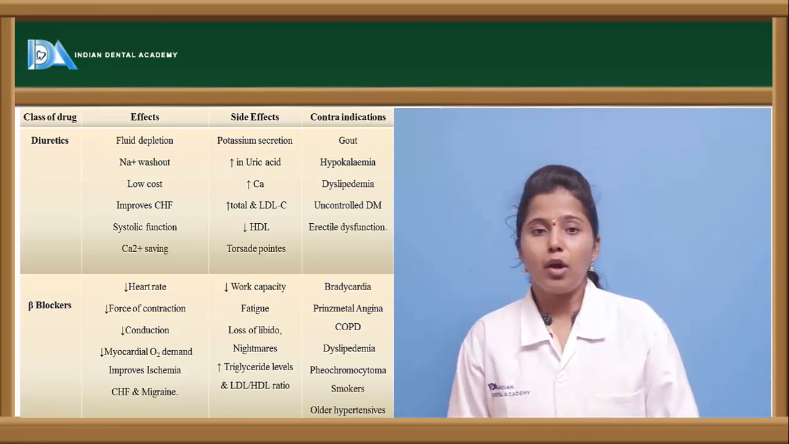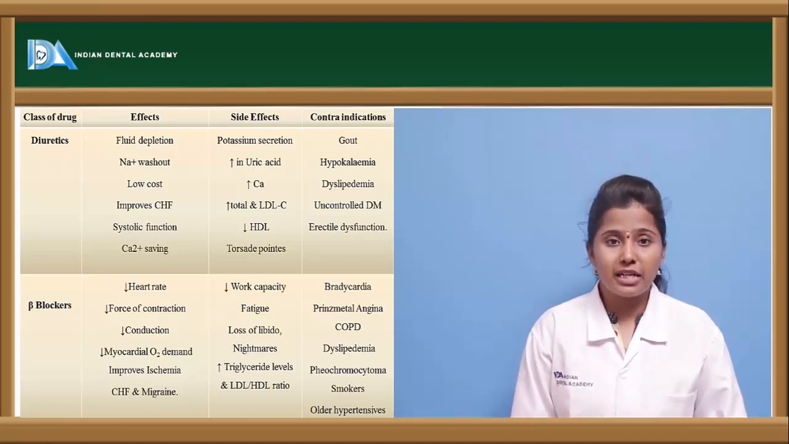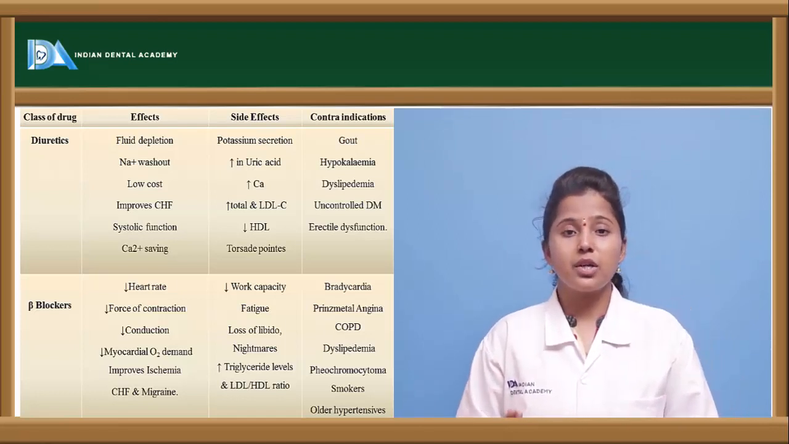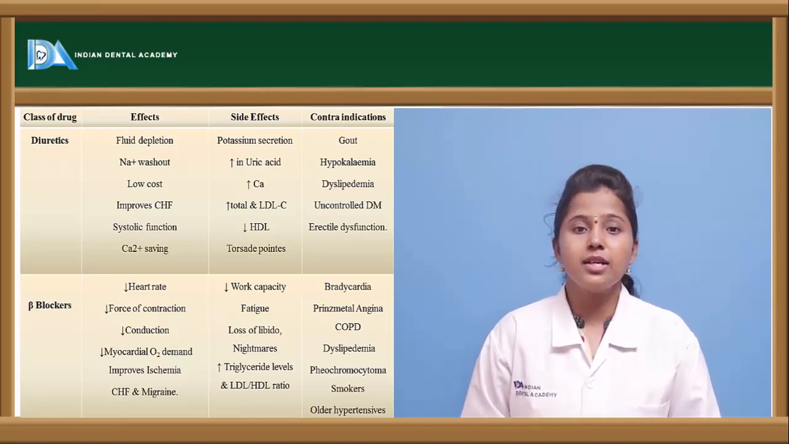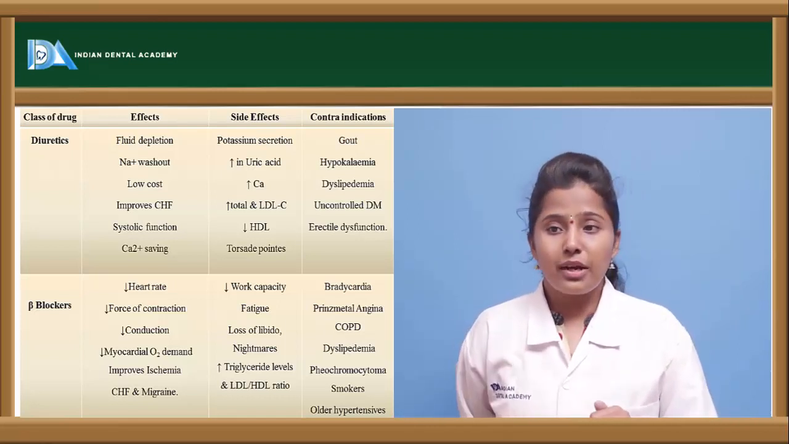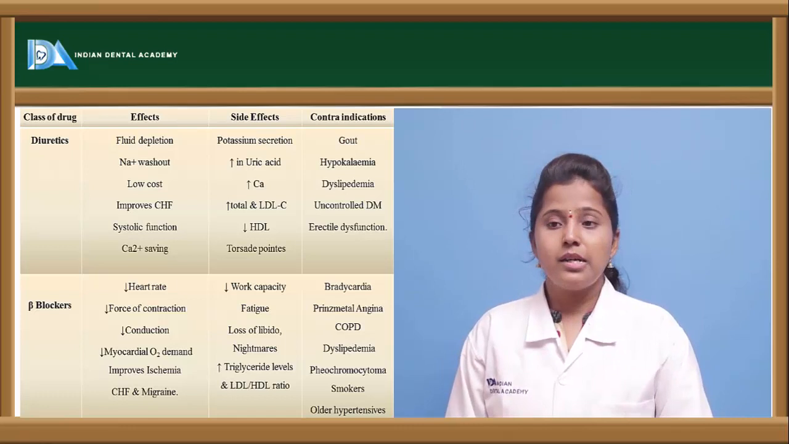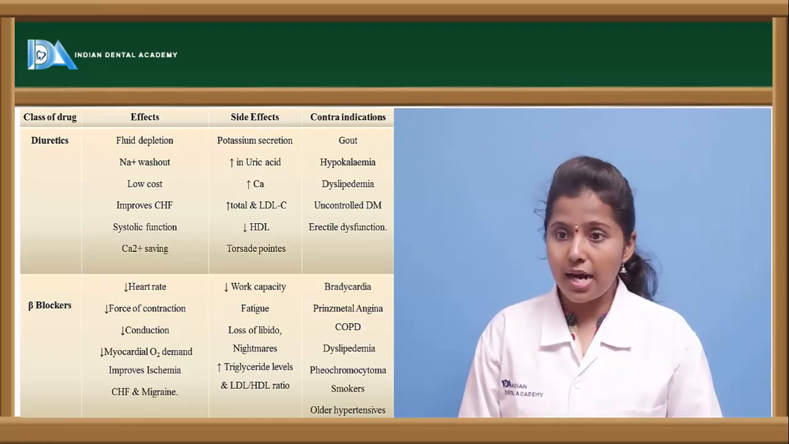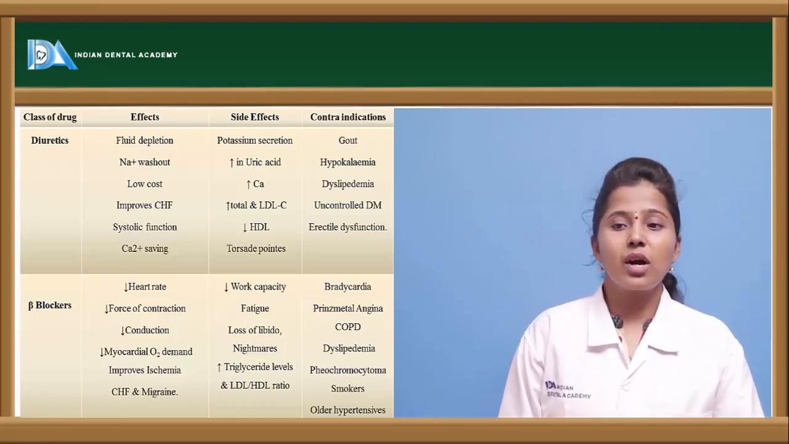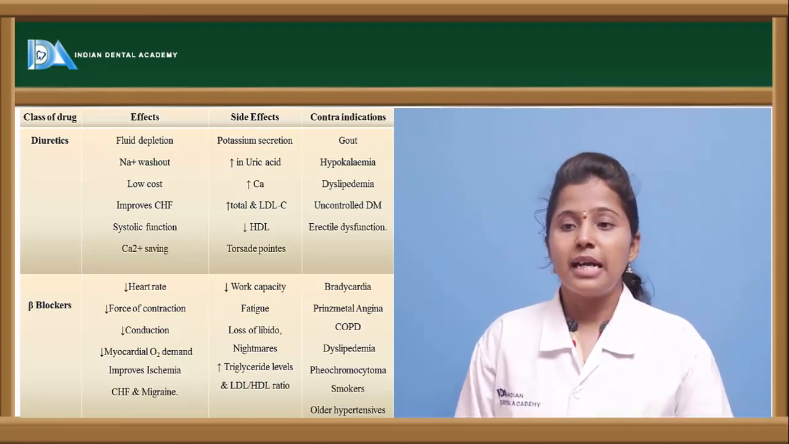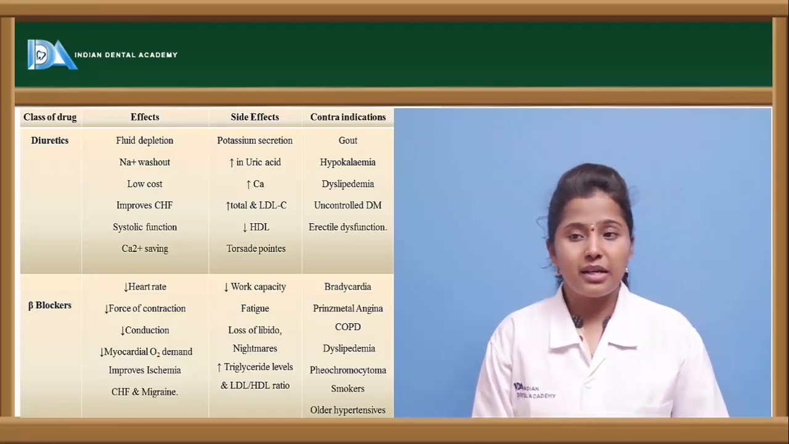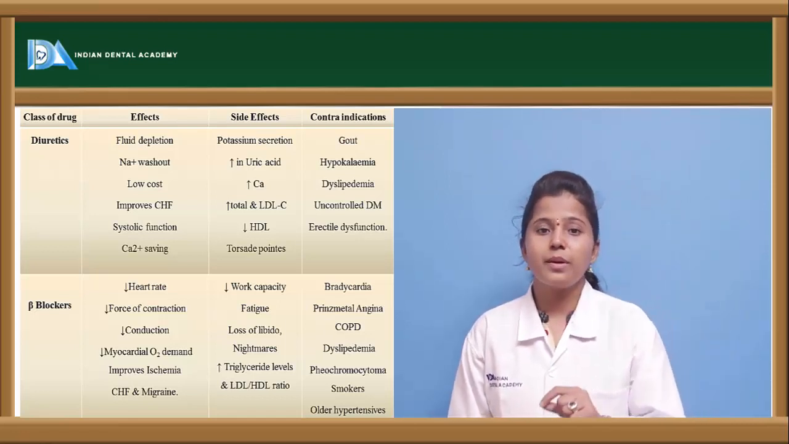Beta blockers have various uses: they are used in angina, in hypertension, and in arrhythmia, and they have various pharmacological actions also. Beta blockers show the effects of decreased heart rate, decreased force of contraction of the heart, decreased conduction of impulse in the heart, decreased myocardial oxygen demand, and improvement in ischemia, congestive heart failure and migraine. These are a few of the effects shown by beta blockers.